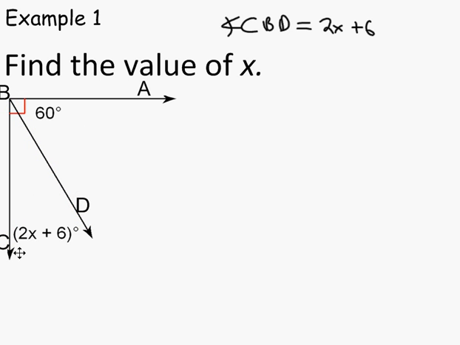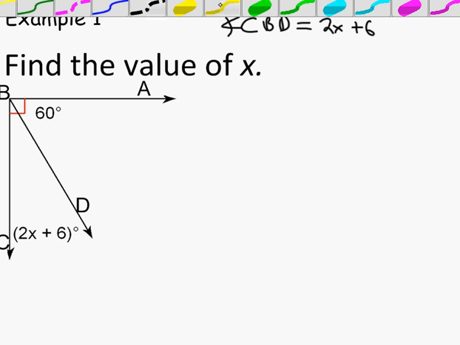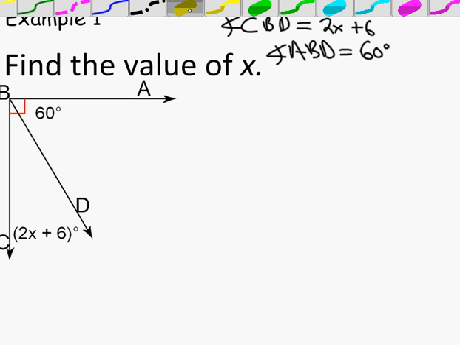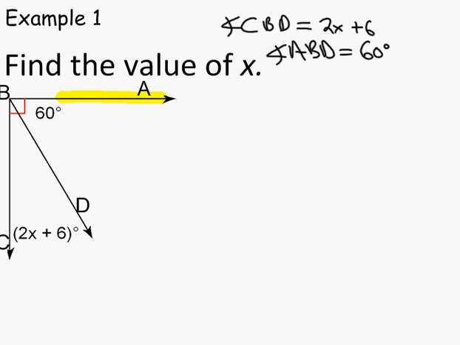But we also have two more angles here. The second one is angle ABD, and angle ABD is equivalent to 60 degrees. So that's the second of three angles. The third angle we see here is angle ABC, and angle ABC is equal to 90 degrees.